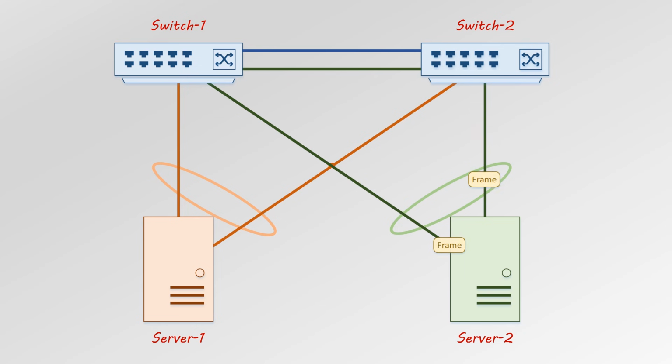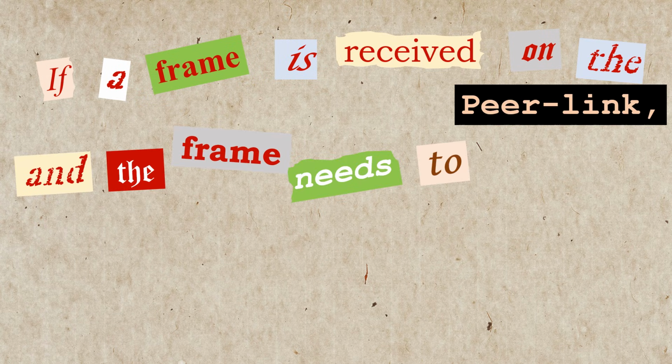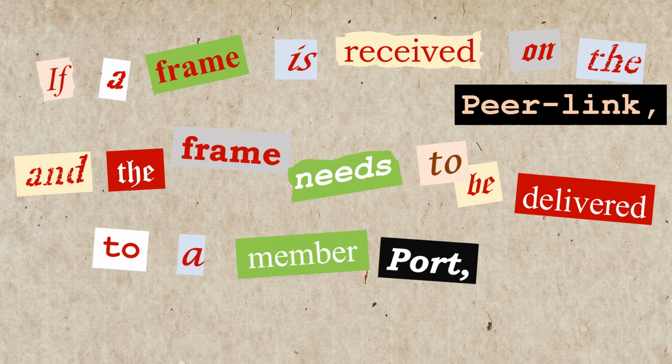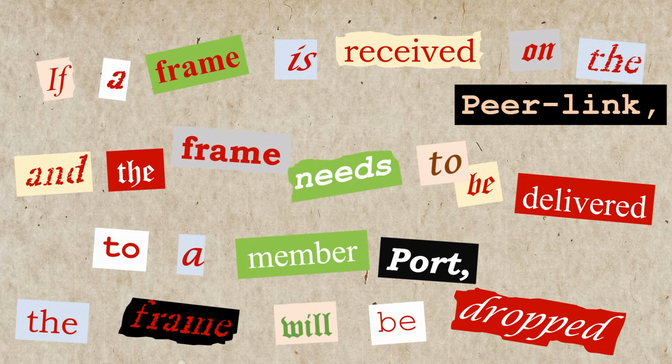The good news is that VPC won't allow this to happen. You see, VPC lives by a personal code. It goes something like this. If a frame is received on the peer link, and the frame needs to be delivered to a member port, the frame will be dropped.